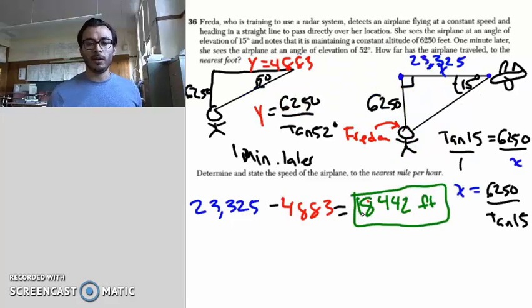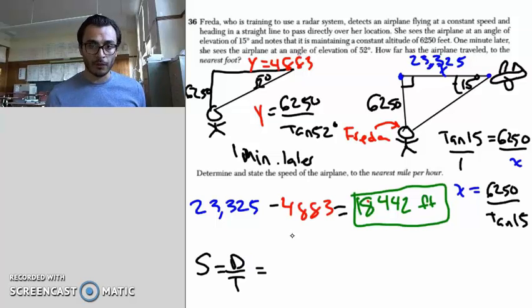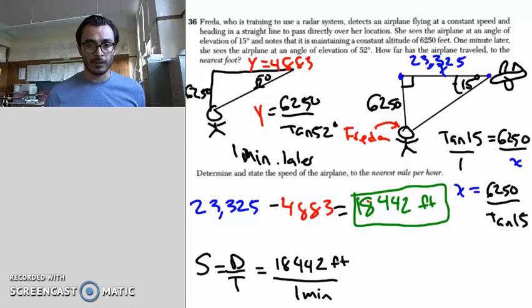Now, what's the speed of the airplane? I don't know why they're asking this in a geometry test, but they are. Speed is distance divided by time. So if the airplane's traveled 18,442 feet in 1 minute, that's the speed in feet per minute. They don't want feet per minute. They want miles per hour. So let's convert this to miles per minute first.